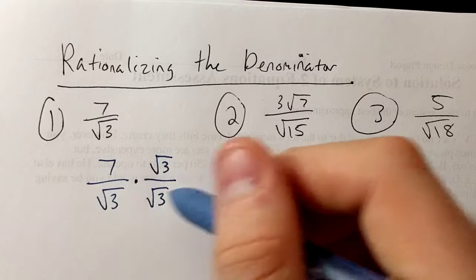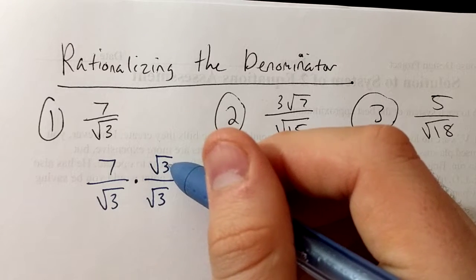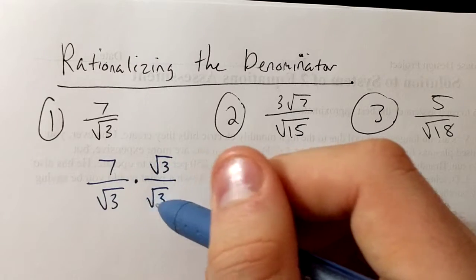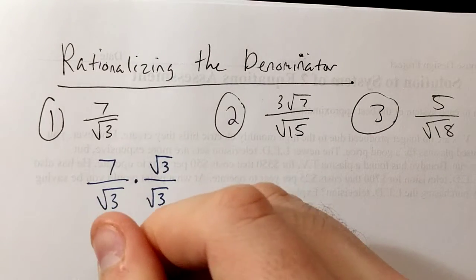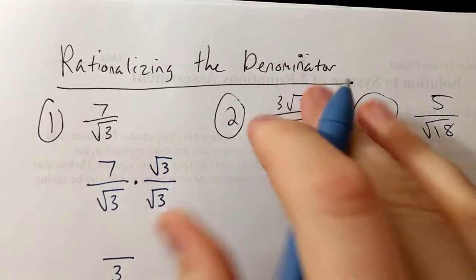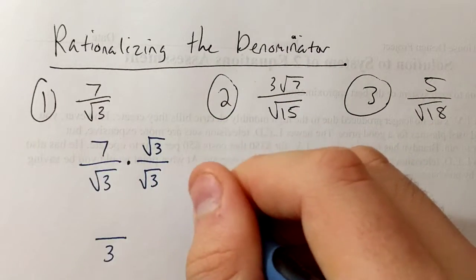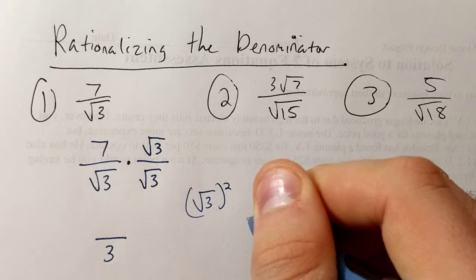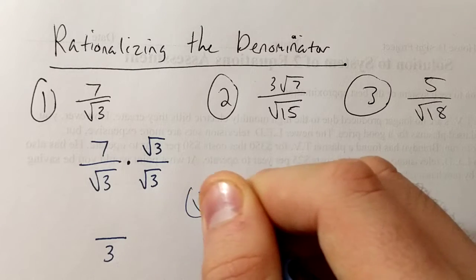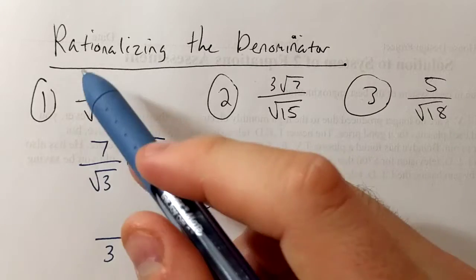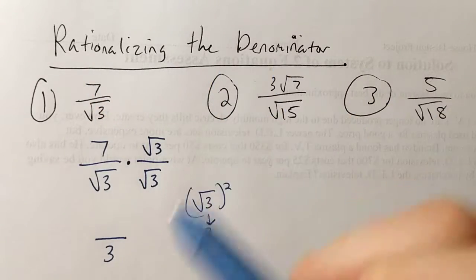Secondly, we chose the number square root 3 over square root 3 for the top and bottom because when you multiply these two numbers together, it creates a denominator of just 3. Because the square root of 3 times the square root of 3 is essentially the square root of 3 squared, and that turns into just 3. And that's the whole idea. 3 is a rational number, hence we've rationalized the denominator.